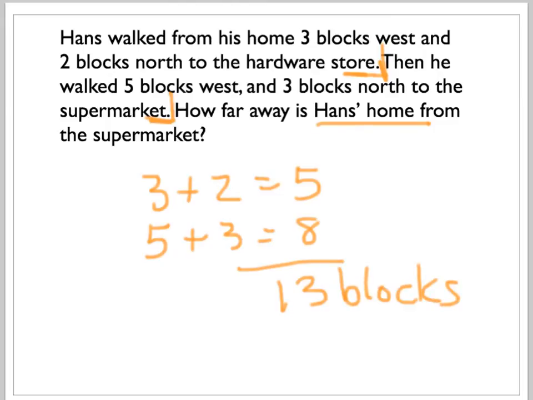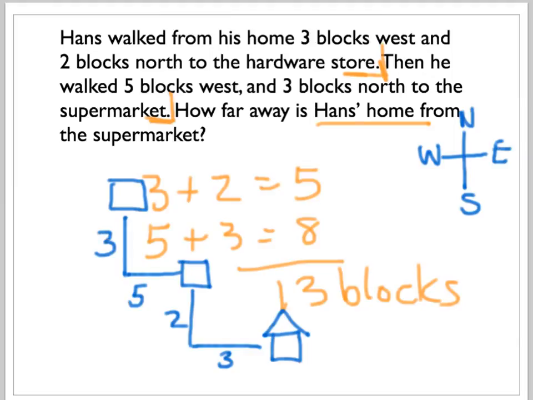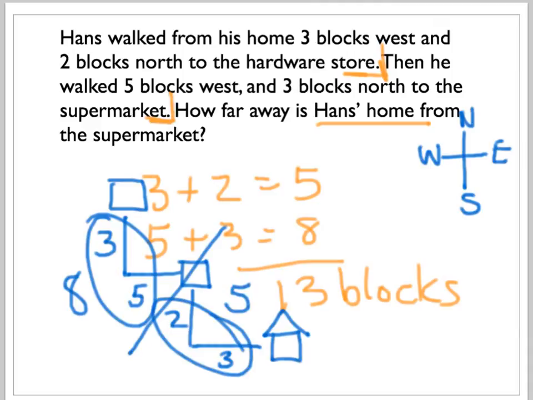I'm curious if anybody even drew it out. So let's just say, here's home. And he went 3 blocks west, and then 2 blocks north to get there. And then 5 blocks west, and then 3 blocks north to the supermarket. And then adding those two up, we get 8, and these 2, 5. 8 plus 5 equals 13. Or maybe you just added them all up, one after another. Many ways to solve a problem.